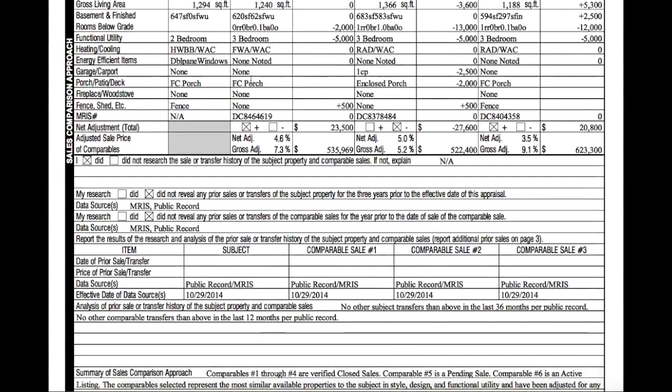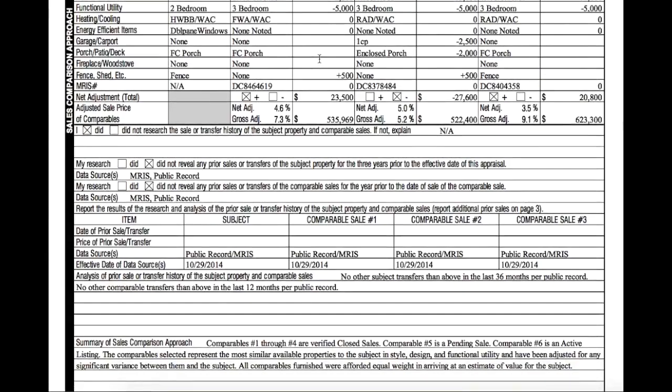You'll also notice that the comp 1 is a 3-bedroom, the subject property is a 2-bedroom. So they deducted $5,000 from comp 1 to bring it down to the subject property's valuation. All kinds of adjustments for this one. Apparently has a carport and an enclosed porch. Apparently the subject property has a fence where comp 2 does not.